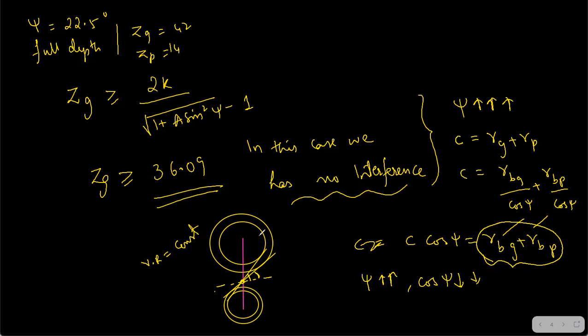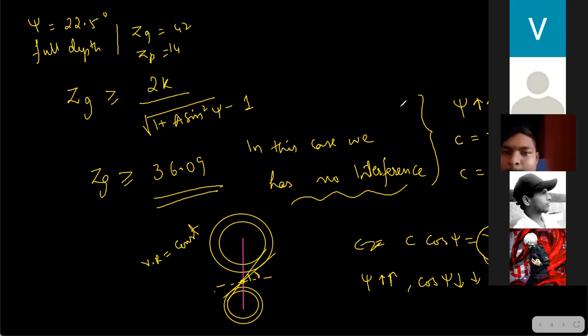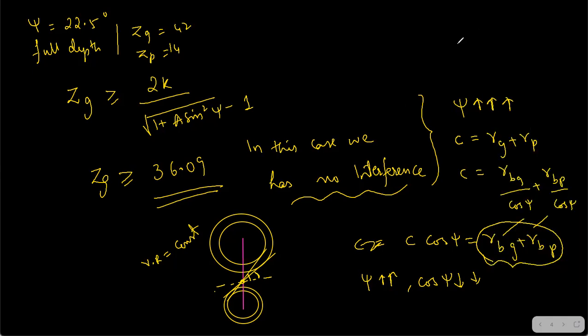So we have seen two methods. One is the minimum number of teeth method. Another is by manipulating the base circle radius, you can manipulate the pressure angle. Thus, you are removing the interference, no interference.